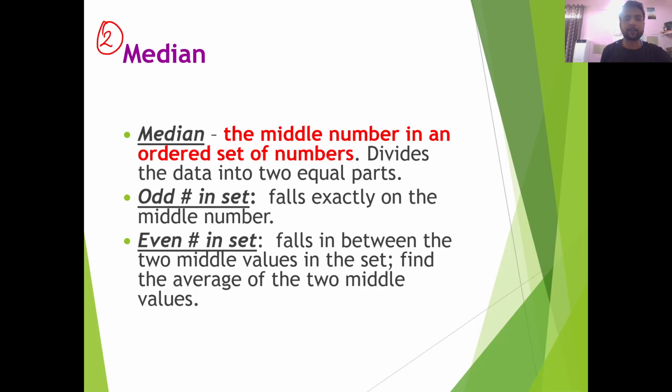When we have to find the median, we first arrange a set of numbers into increasing or decreasing order, and thereafter we select the middle value. Let's take an example. Suppose we have the data 2, 4, 4, 5, 8, 2, 1. This is the data that we have here.